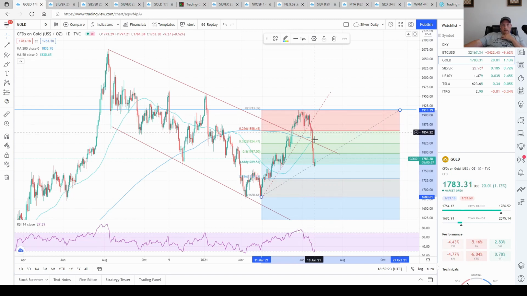Now, I think a lot of people were seeing the correction was, you see this channel trend here. I think a lot of people thought it was going to hit this level here around 1820, 1830, and then bounce off and go up. But it fell completely through.